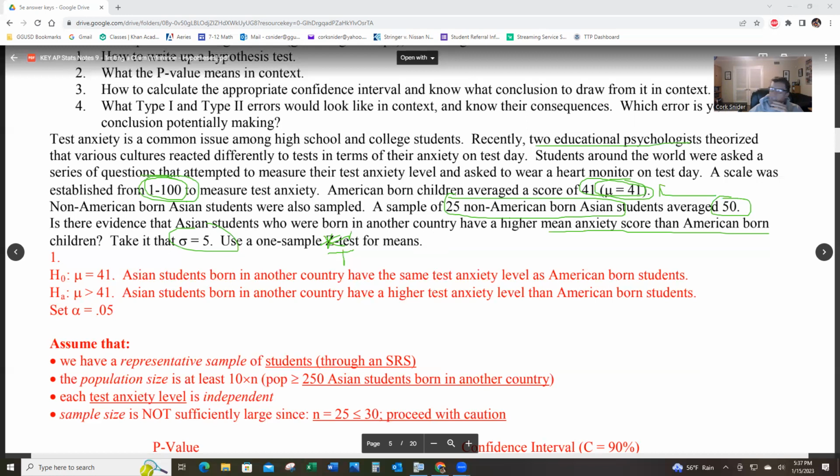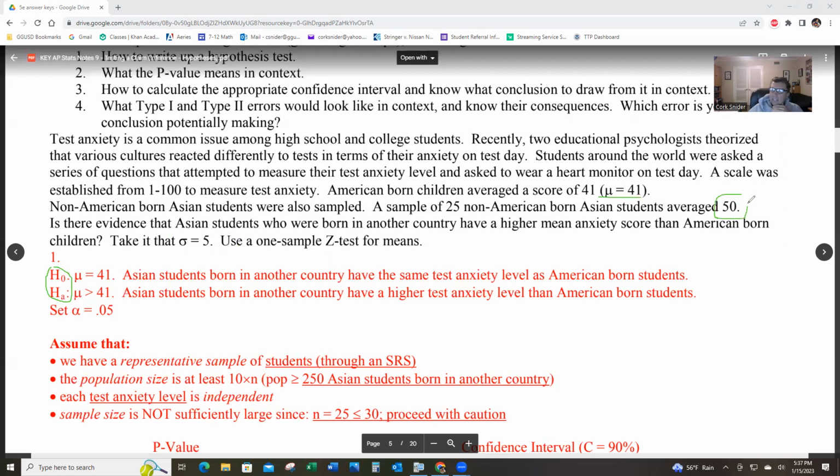It's kind of like an essay. It launches that four-part response. All right, so the first thing you're going to do is write H0 and HA, and you're going to ask yourself, do I have a mean here or do I have a proportion? Well, I have a mean here, and the mean is going to be mu. And you're going to look for the stable number or the set number, which is 41.